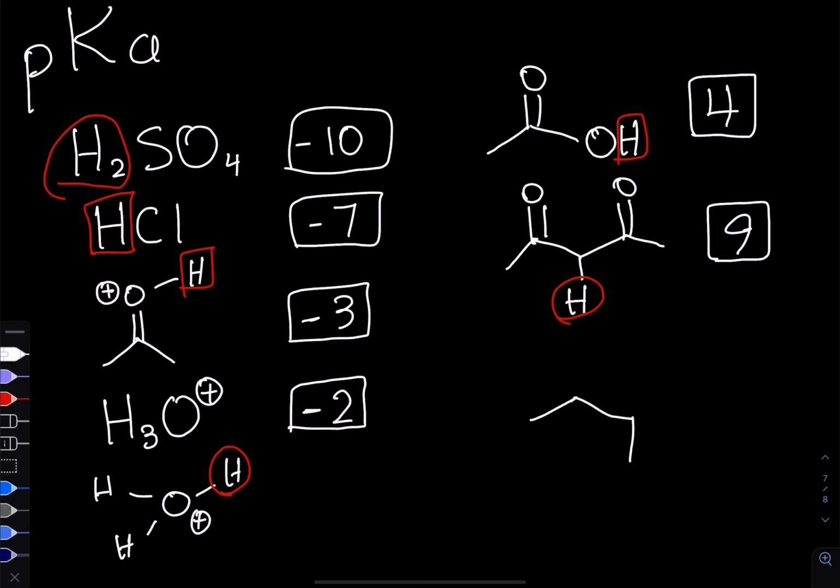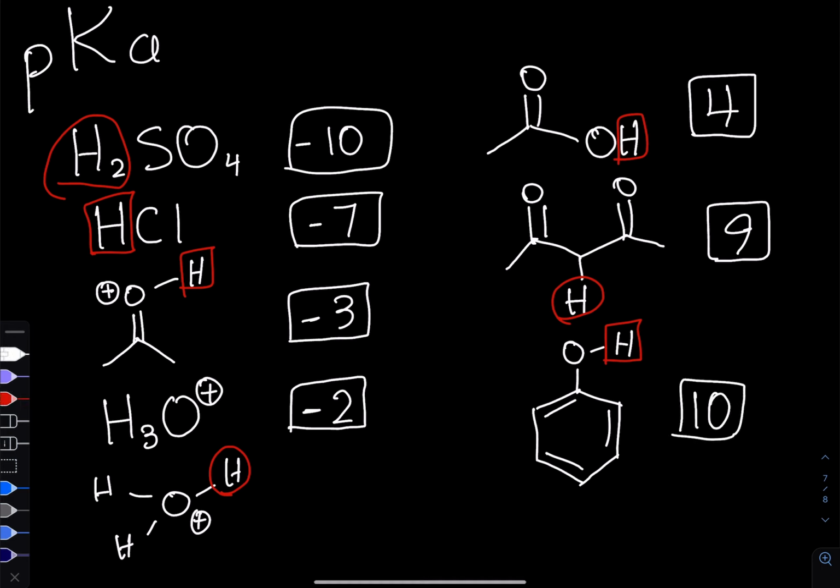Then we're going to have a molecule called phenol. So it looks like this. There's a benzene ring. I could have drawn way better. And there's a hydroxyl group on it. This hydrogen has a pKa of 10. So I'm going to delete this list and keep moving on with more molecules. So make sure you have this down.